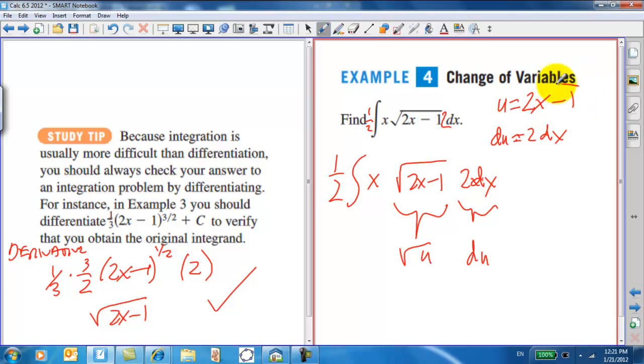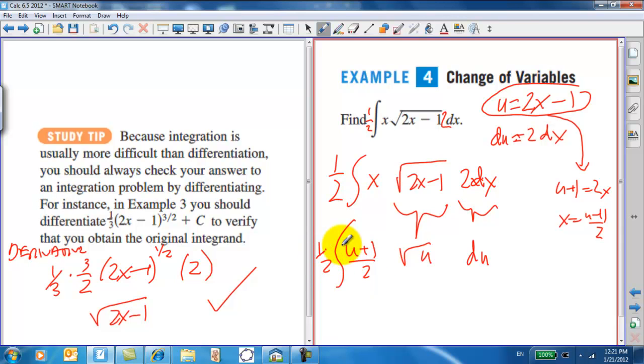Well, you could take a look at your original substitution and say, hey, I can solve that for x. I can say u plus 1 equals 2x. So x equals u plus 1 over 2. And that's what we can put in here, u plus 1 over 2, and then there's this half. So let's pull this half out again. So we have 1/4 antiderivative of u plus 1 times the square root of u du.